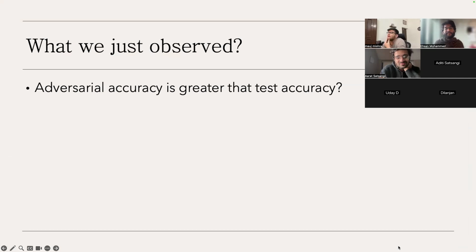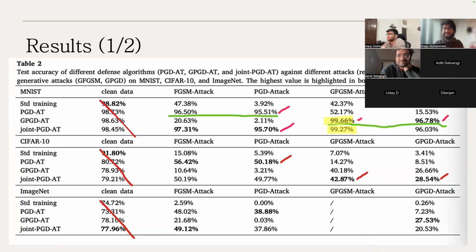Adversarial accuracy, in this case, would mean test accuracy. Did you find any place where the adversarial test accuracy is actually greater than the clean test accuracy? I'm going to go back to the table. I've already highlighted it, so I'm going to give it away. Yes, it is the bold ones in the clean data.